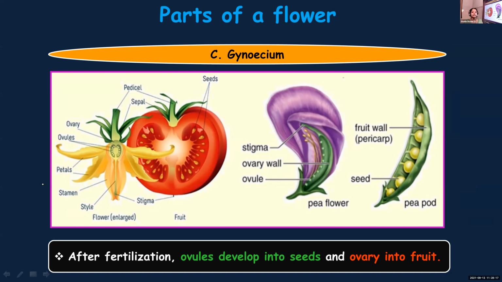I'm not going into the details of the double fertilization taking place in these flowering plants, because next year you will learn all those in detail. So what you need to understand is, once fertilization is completed, ovules change into seeds and ovary will transform into fruit.